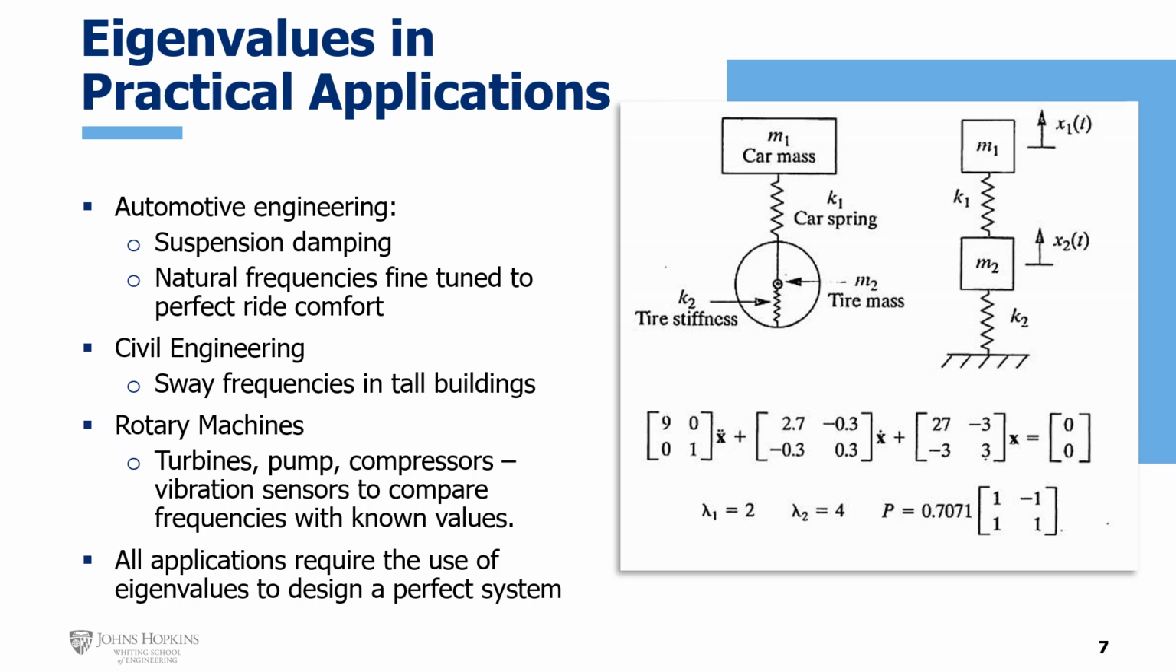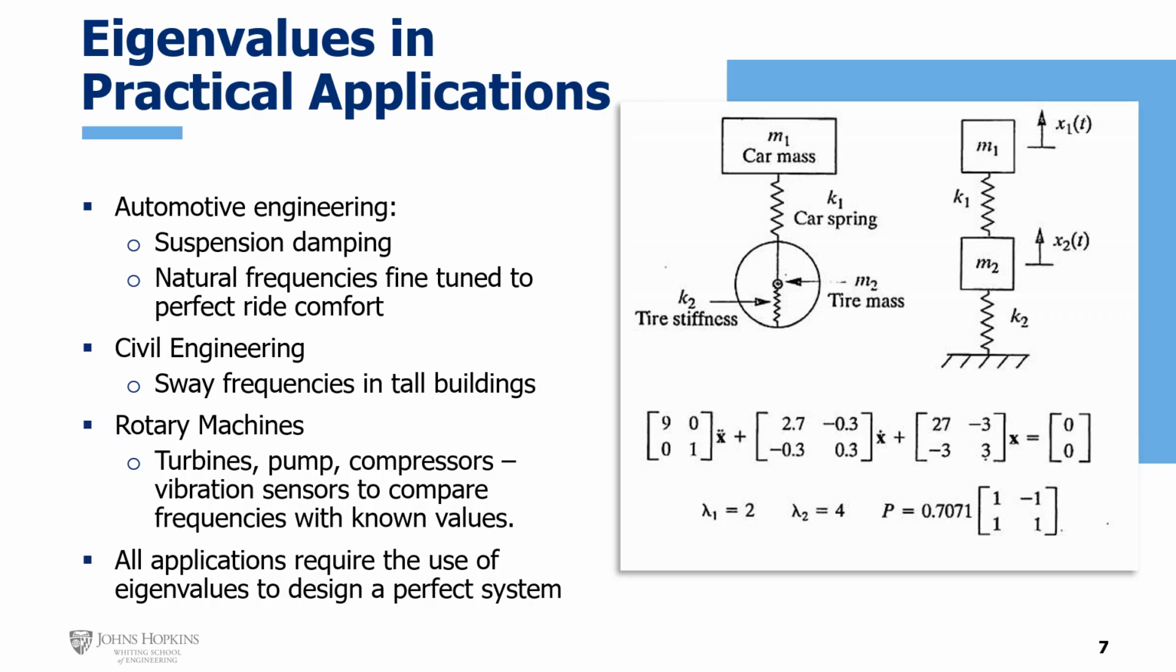comfort. We also see the use of these eigenvalue equations and vectors in civil engineering for tall buildings. Sway frequencies are taken into account. In rotary machines, we have turbines, pumps, compressors. All these things have rotating components, and vibration sensors are used to compare with known good values to fine-tune those systems. So they all require the use of eigenvalues to design a perfect system. So it's not just the examples that we found. There's tons of examples, too many to go over in a 15-minute presentation.